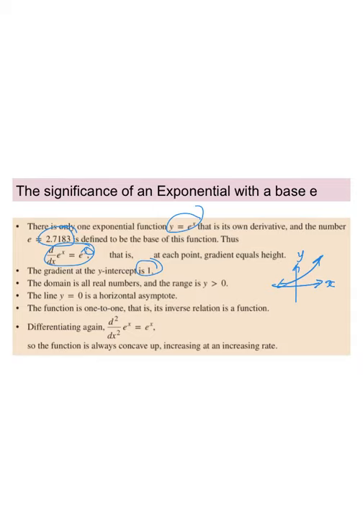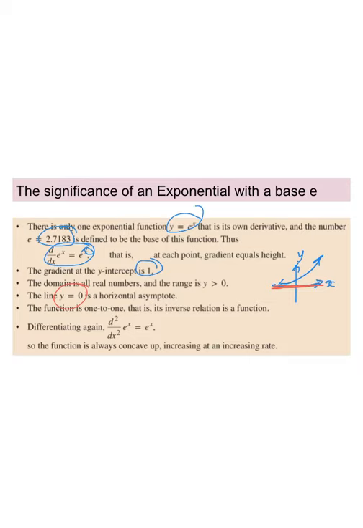And we can see that we've got this horizontal asymptote here because our function y equals e to the x is approaching the x-axis, but it never actually touches. So y equals 0 is our horizontal asymptote. We can see that this function is 1-to-1. For every x value, there's only one corresponding y value. So its inverse relation is also a function.